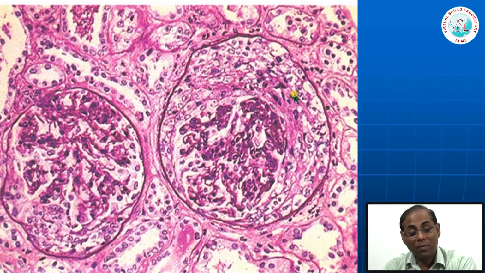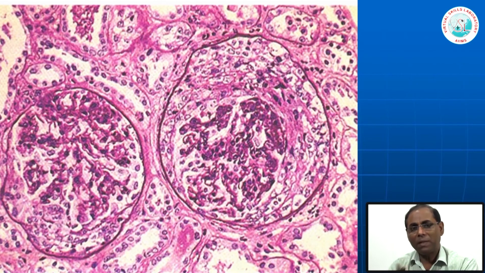Depending upon the constitution of this crescent, we also classify them as cellular crescent, where mostly it is cells and hardly any fibrosis, like this one, and then a fibrocellular crescent, where fibrosis takes place along with the cellular element, and then fibrous crescent. Fibrous crescent means the whole crescent is replaced by fibrosis.